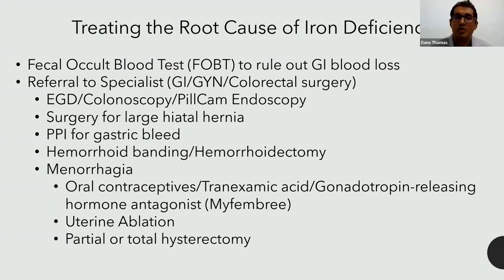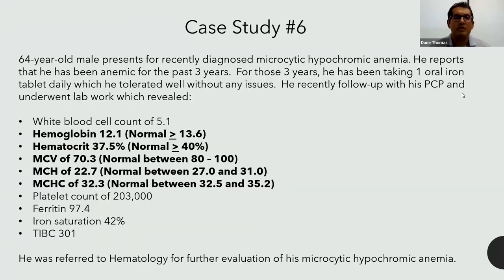can be treated in multiple different ways, which include oral contraceptives, tranexamic acid, or gonadotropin releasing hormone antagonists, which one example is mifepristone, uterine ablation, and partial or total hysterectomy. So let's steer clear from iron deficiency and let's talk about something else.